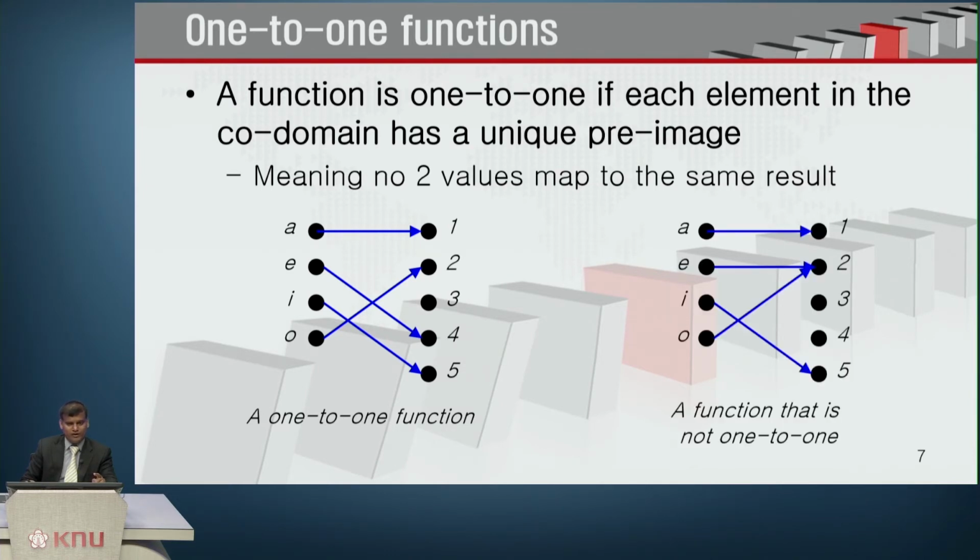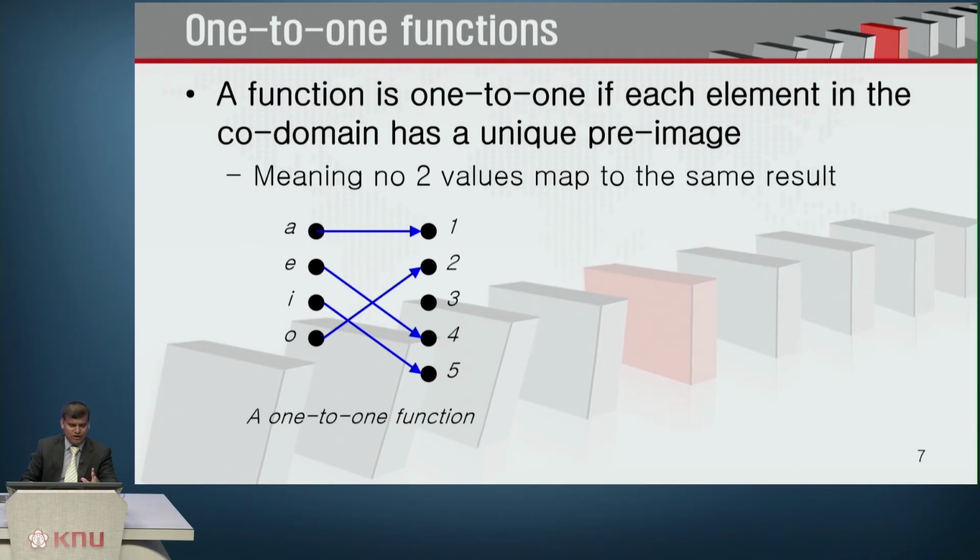All the parts of the codomain here, for example, in this case 1, 2, 3, 4, 5, all those things, as well as A, E, I, O in this domain, all these have a unique element that they are mapped to.